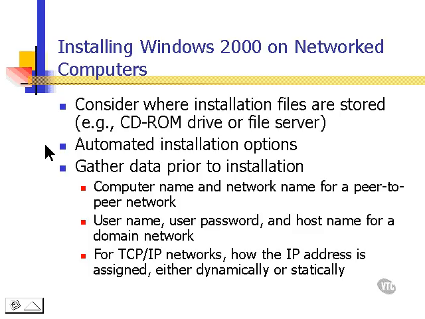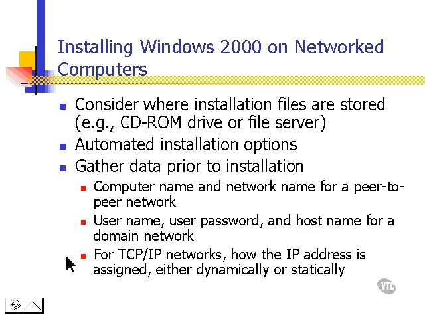If we're going to install through a network, the data that we need to gather prior to the installation would be the computer name, the network name for a peer-to-peer network, the username and user password, the host name for the domain network, and for TCP/IP networks, we need to know how the IP address is assigned, whether we're going to get a brand new IP address dynamically assigned, or whether we're going to statically assign an IP address to this computer.